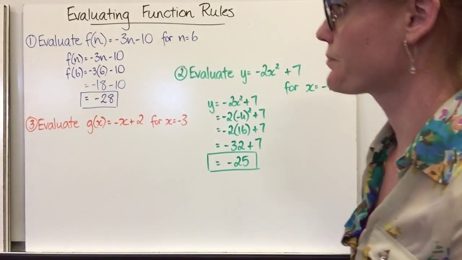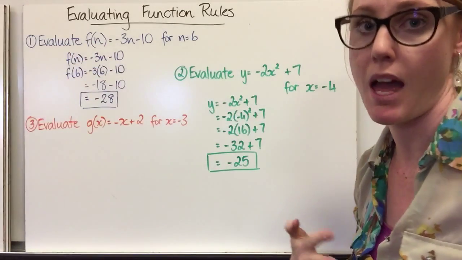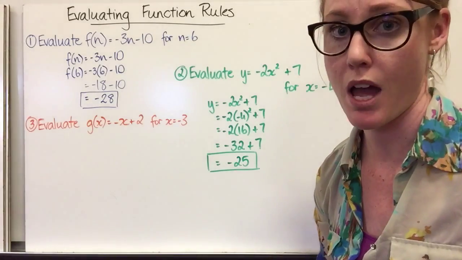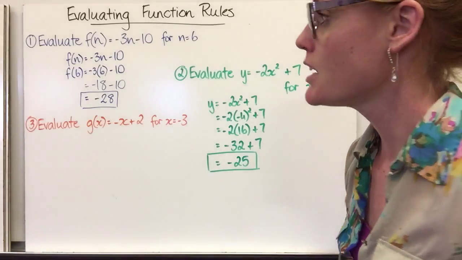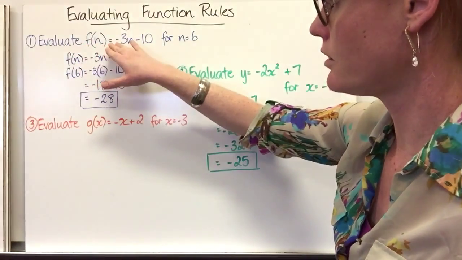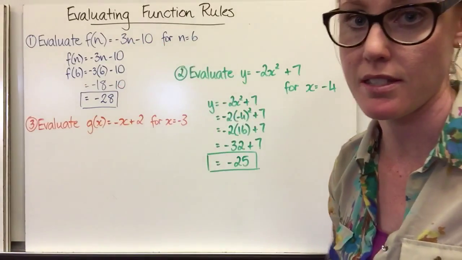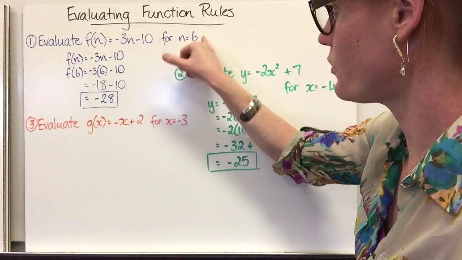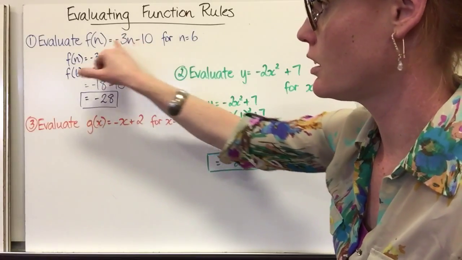Evaluating function rules. So if we are evaluating f of n, now remember we could have f of x, we could have f of n, we could have g of n. There are really a lot of ways to represent function notation. So evaluating means to solve out. So if we were to evaluate f of n for f of n equals -3n minus 10 for n equals 6, basically, all that means is that they're giving us a value for the n, and we are going to plug that in to the function of n.